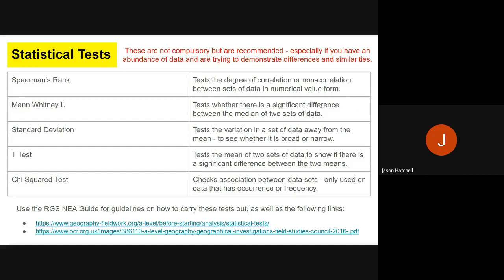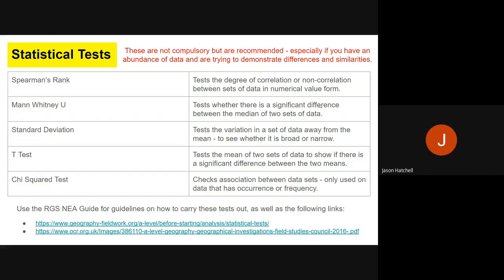A t-test tests the mean of two sets of data to show if there is a significant difference between the means of those two sets of data. And finally, chi-squared test. This checks the association between data sets, and it's only really used in data that has an occurrence, so every so often, or has a frequency.